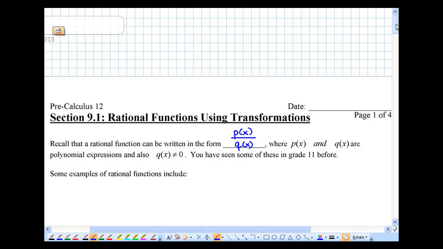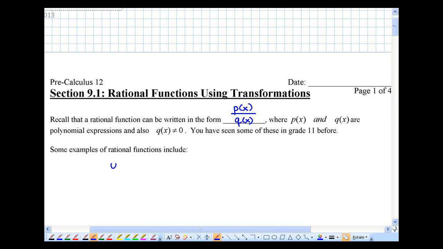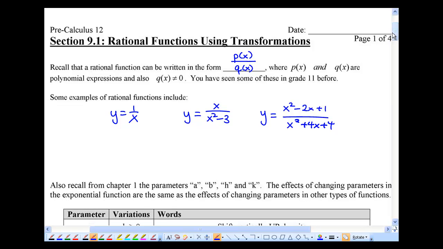Some examples that you probably saw in grade 11. Remember this: y equals 1 over x, the reciprocal function. That's also a rational function because it's a fraction. Perhaps you saw something like x over x squared minus 3. Polynomial over polynomial. Maybe something even more complicated, like a quadratic on the top, and another quadratic on the bottom. Lots of this interesting kind of stuff. There's many, many more, but I don't want to waste your time doing that.